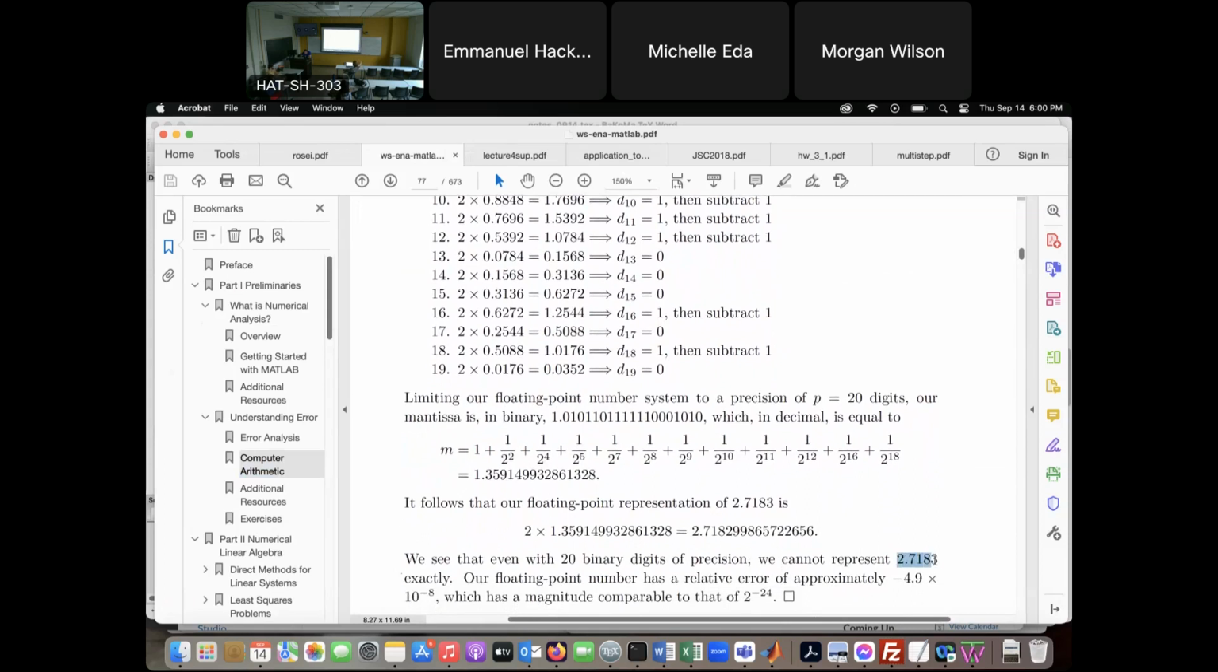So this number here, 2.7813, that's an approximation of e. I get pretty close to representing it, but there's still some error here, 10 to the minus 8, which corresponds to roughly 2 to the minus 24. Okay. So any questions about how we get the floating point representation of a number in binary?